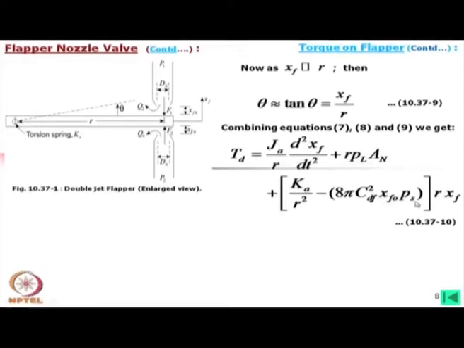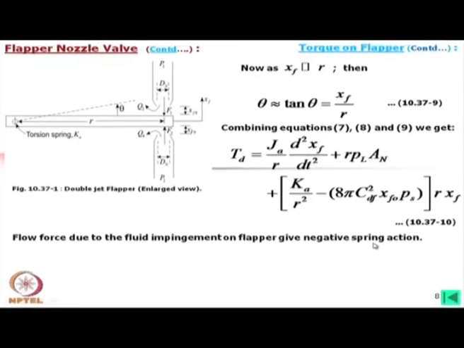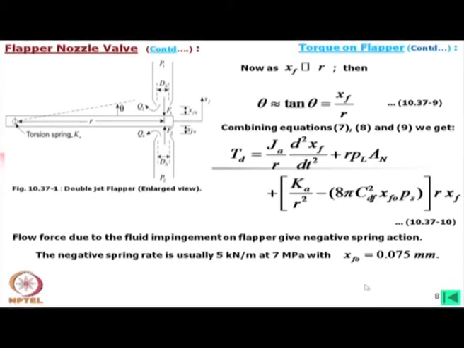You can have a look into these equations, and this equation is used for estimating the torque. Flow force due to the fluid impingement on the flapper gives negative spring action, which we have already learned. The negative spring rate is usually 5 kilonewton per meter at 7 megapascal, with x f 0 of 0.75 millimeter. You see how small it is, even less than 0.1 millimeter.